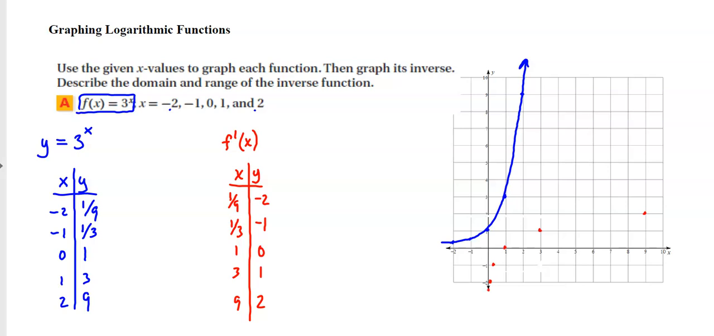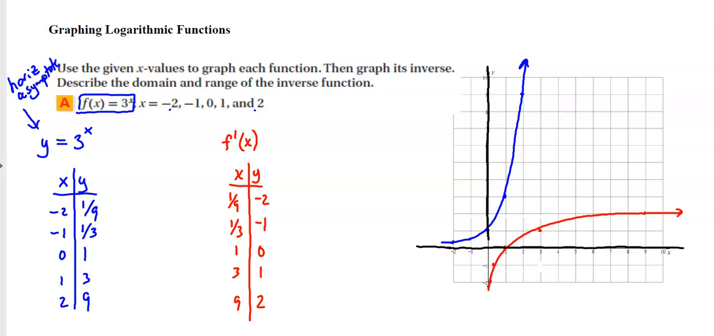All right, and this goes. You'll notice a couple of things. The original function had a horizontal asymptote. Remember, that's the line that it approaches but never crosses? It had a horizontal asymptote at y equals 0, right down here at the bottom. For the blue function, there's an asymptote right there. But when you look at the red function, there's actually an asymptote at the line x equals 0, because it's never going to touch that line.